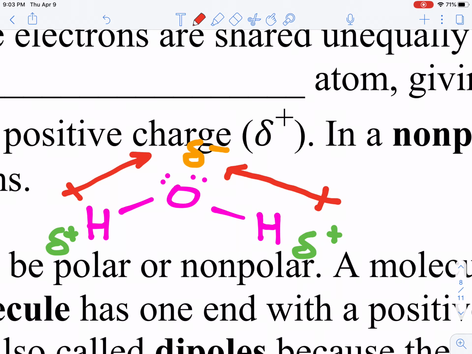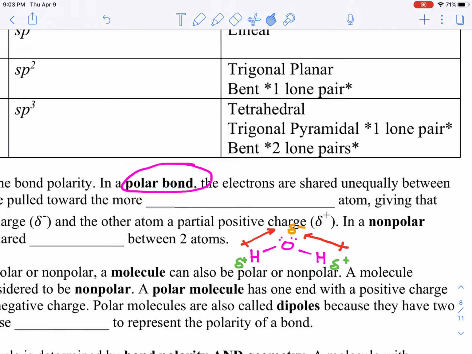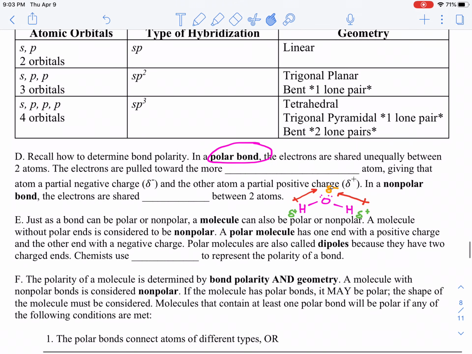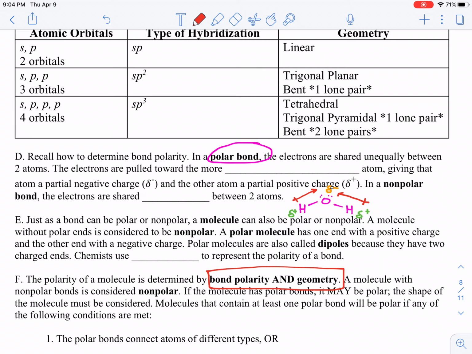So we know how to predict whether bonds are polar or not, and it's based on electronegativity difference. But it turns out that molecules can actually be polar or nonpolar, and it depends on both whether the molecule has polar bonds, but also its shape. So the polarity of a molecule depends both on bond polarity as well as shape. And here's why. I've drawn water up there.